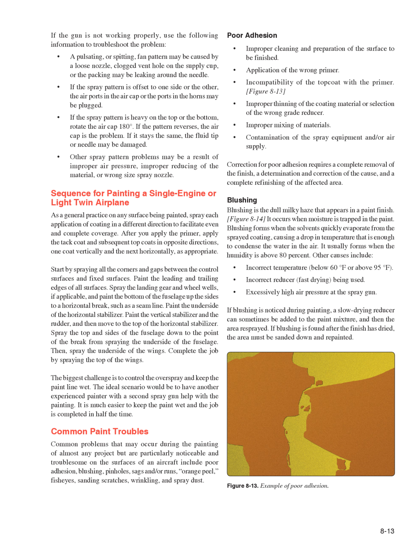Start by spraying all the corners and gaps between the control surfaces and fixed surfaces. Paint the leading and trailing edges of all surfaces. Spray the landing gear and wheel wells, if applicable, and paint the bottom of the fuselage up the sides to a horizontal break, such as a seam line. Paint the underside of the horizontal stabilizer. Paint the vertical stabilizer and the rudder, and then move to the top of the horizontal stabilizer.